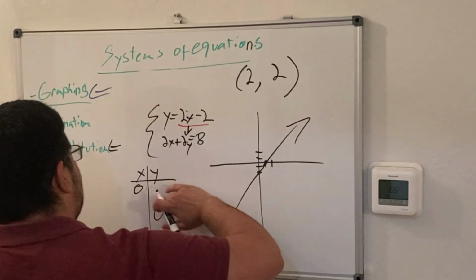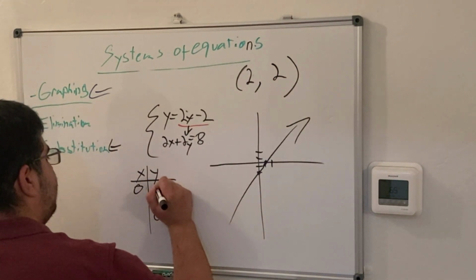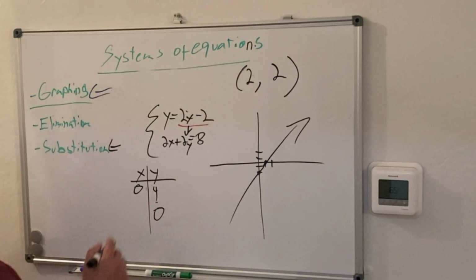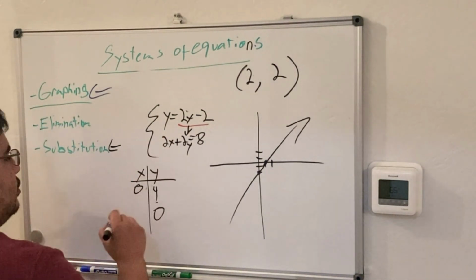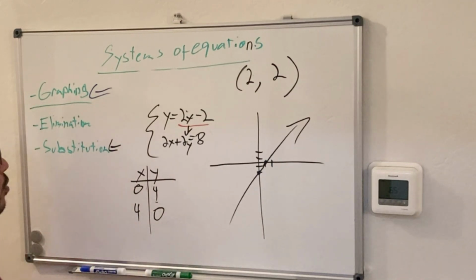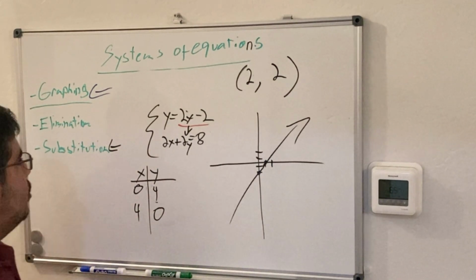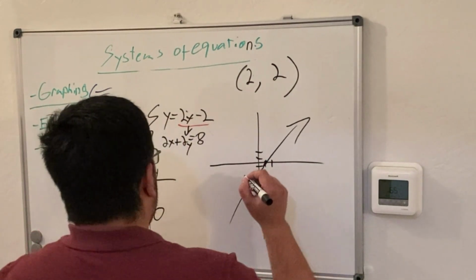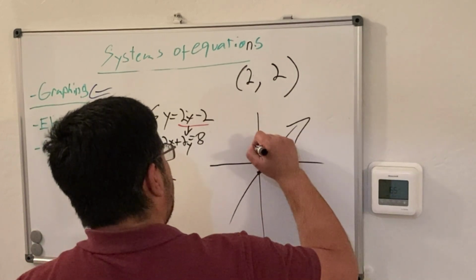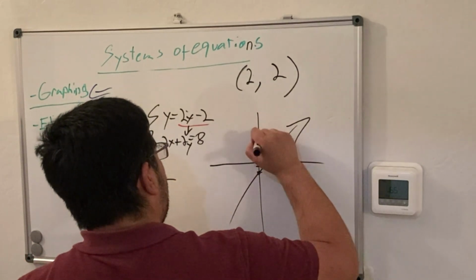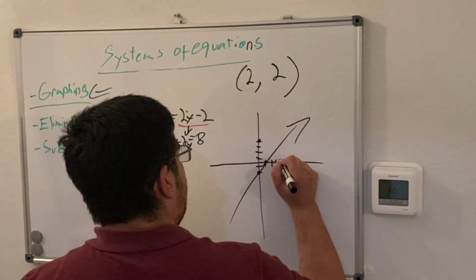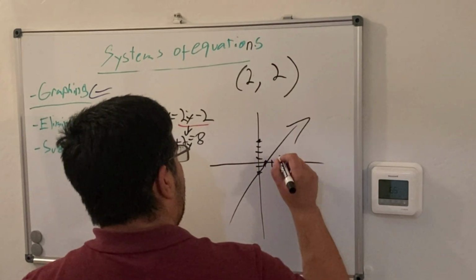Y is equal to 4, I should have just written a 4 there, because 4 times 2 is 8. If y is 0, then it's going to be 4. Look at that, 4, 4. So it'll be 0, 1, 2, 3, 4, right there, and 1, 2, 3, 4, right there.